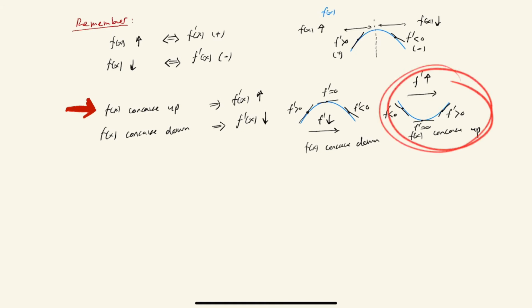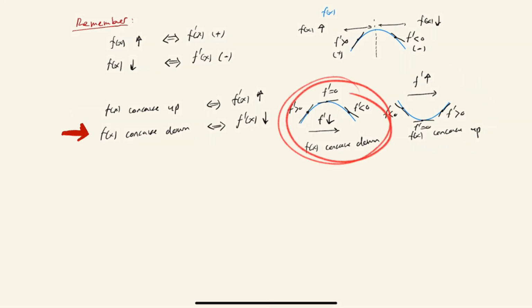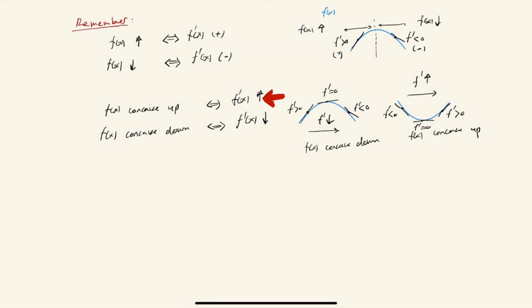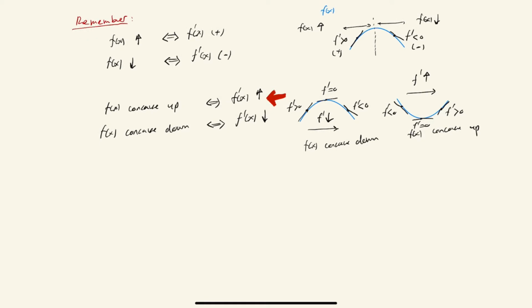Therefore, when f of x is concave up, f prime of x is increasing, and when f of x is concave down, f prime of x is decreasing. It's also the other way around. So if f prime of x is increasing, this means the antiderivative f of x is concave up. Now, between f of x increasing and then decreasing, we're going to have a critical point, and this critical point is going to be a local maximum or minimum. And then between concavity changes of the function, we're going to have an inflection point.